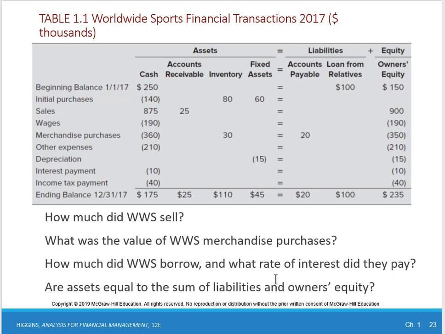How much did they borrow? Well, it's really kind of a loaded question. They borrowed $100 from relatives, but they also borrowed $20 on accounts payable. Accounts payable is an interest-free loan. So the answer is they borrowed $120 in these transactions, but only $100 of it is interest. Down here you see the interest payment was $10. So interest must be 10%.